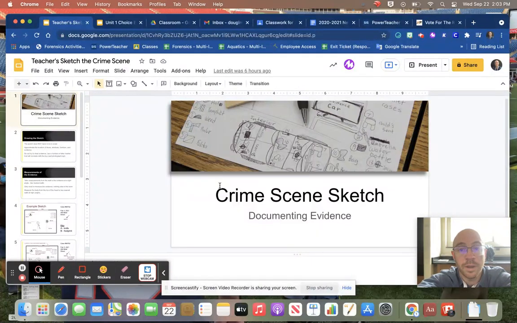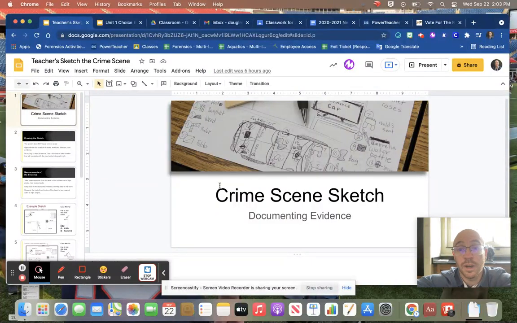So today we talked about crime scene sketches and how we use them to document evidence. I'm going to show you my presentation. If you were absent or you missed class, send me an email and I'll send you a digital version of this that you can do all the assignments we did in class on, or you can print out copies of what you need as well. Either way, just shoot me an email, let me know. All right, let's get down into it.